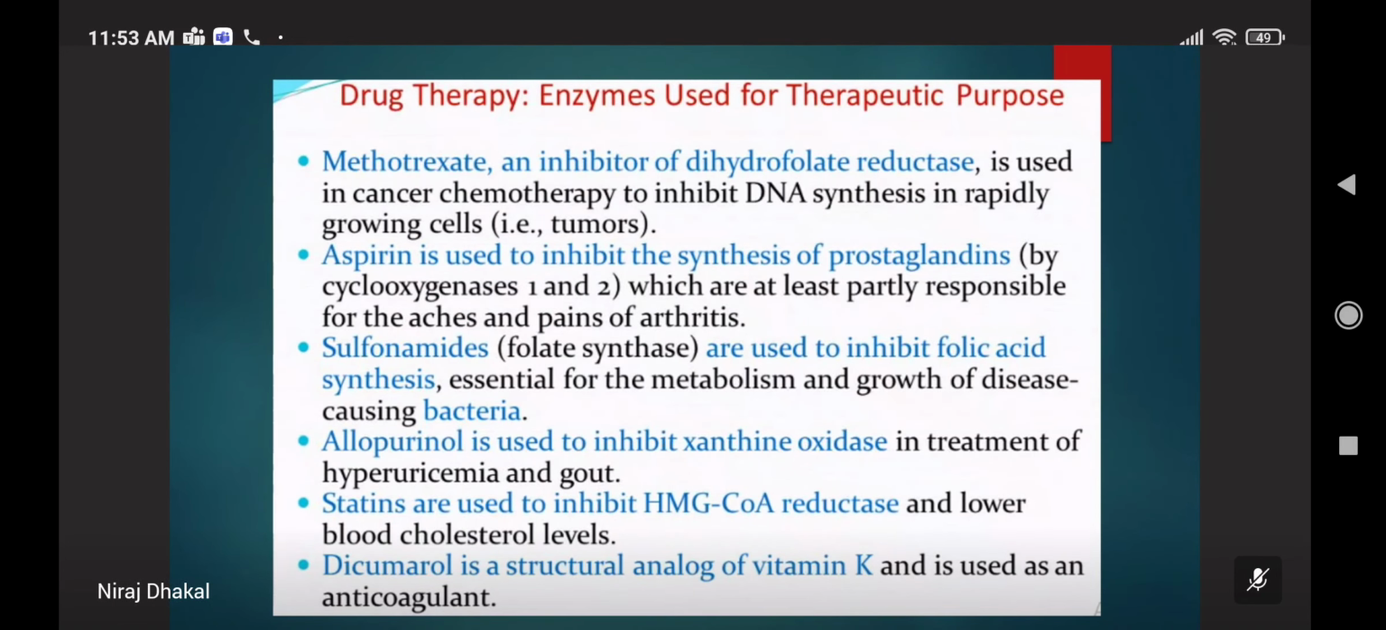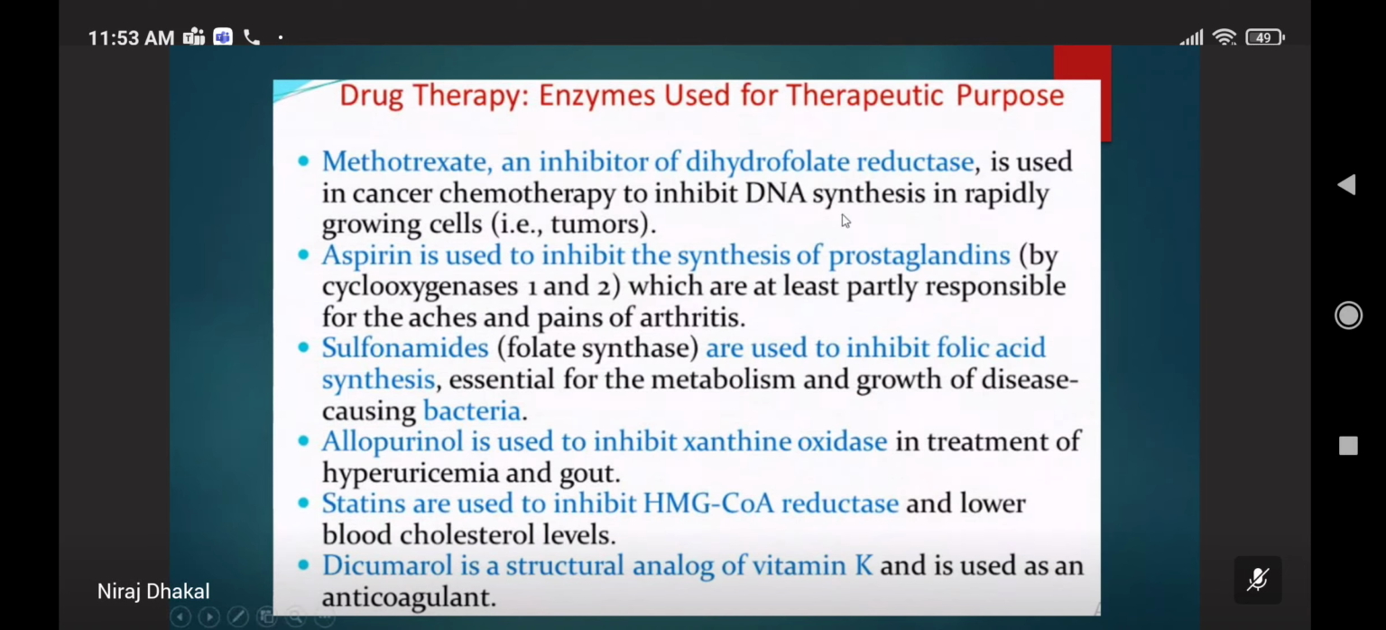Now this shows the list of drugs that are used against enzymes for therapeutic purposes. For example, you can see here methotrexate is an anti-cancer agent. It is an inhibitor of dihydrofolate reductase. It is used in chemotherapy to inhibit DNA synthesis in tumor cells. Similarly, aspirin is used to inhibit the synthesis of prostaglandin by inhibiting cyclooxygenase 1 and 2. Sulfonamides are antifolate drugs that inhibit folic acid synthesis in microorganisms, so they are antibacterial agents, antibiotics.